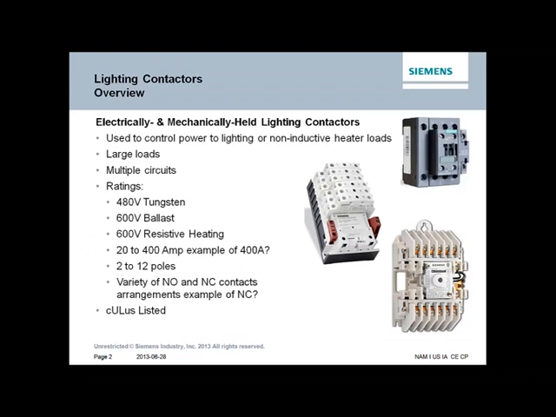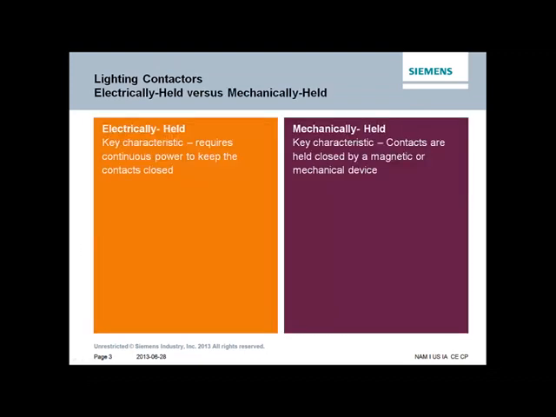Now let's review the difference between electrically held and mechanically held lighting contactors. An electrically held contactor requires continuous power to keep the contacts closed, so they operate just like a typical NEMA or IEC contactor, where the coil must be continuously energized. Once power is removed from the coil, the contacts open. Mechanically held contactors only require that the coil is momentarily energized, and then once the contacts are closed, the coil can be de-energized and the contacts are held closed either with a magnet or some mechanical device.